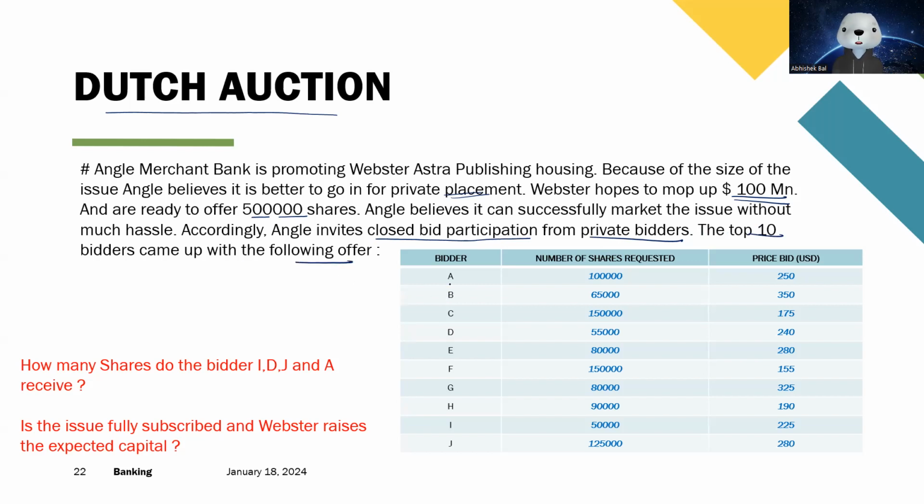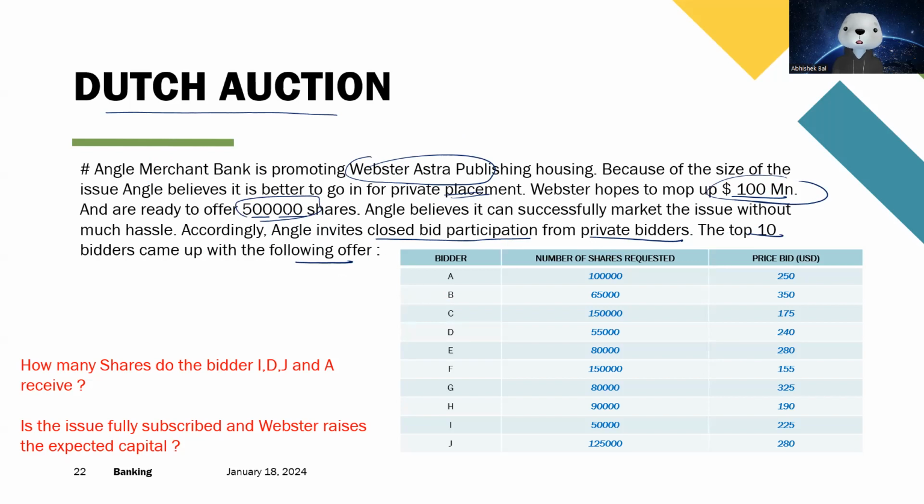Okay, so let's rehash the problem once again. We're talking about a company, Webster Astra. It wants to raise 100 million, which is not that much of an amount. Their merchant bank, Angle, believes that they could easily sell this entire proceeds at a much faster pace to private bidders as well, because the entire proceeds is only for about 500,000 shares, which is also not much.